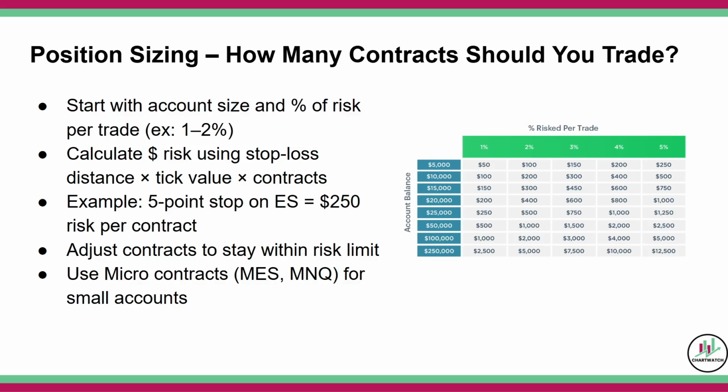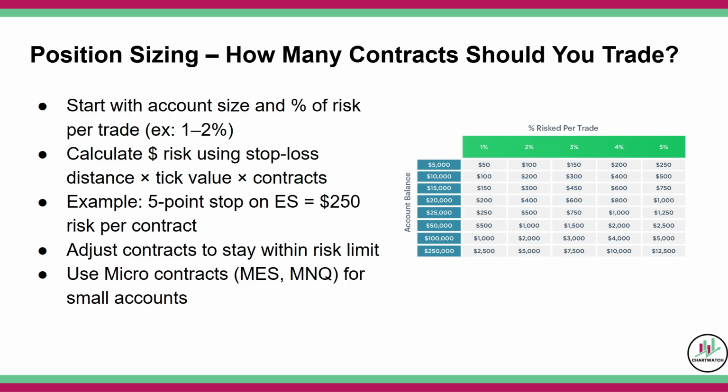For size, you want to first pick your stop loss in points. Then after you get the stop loss, let's say 5 points, 10 points, you take that and multiply it by the dollar value per point. And then you divide your allowed risk by that number.